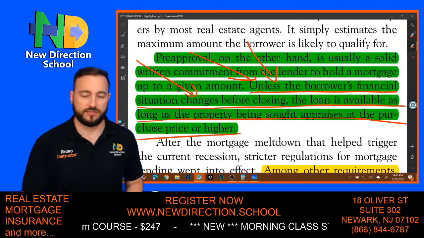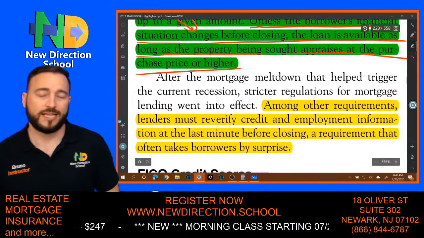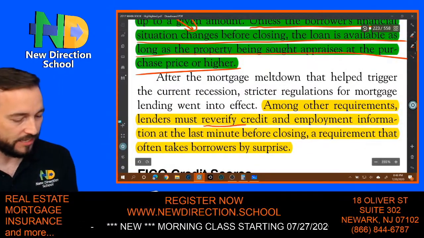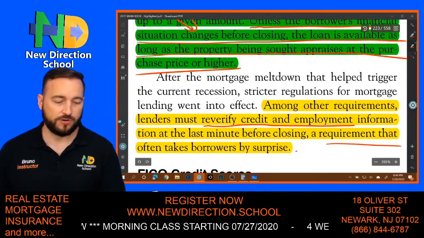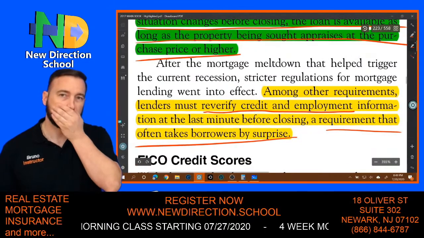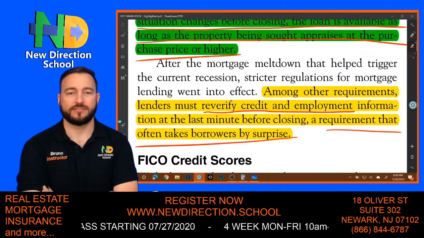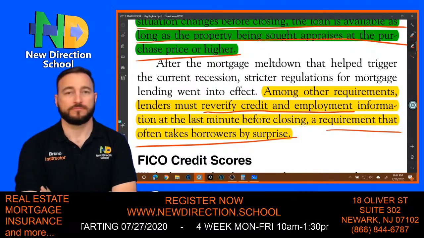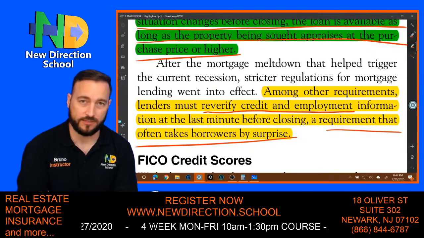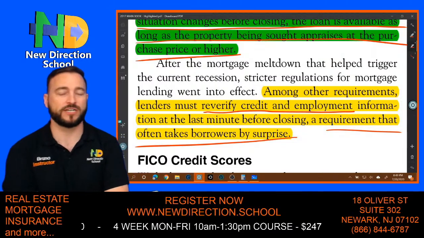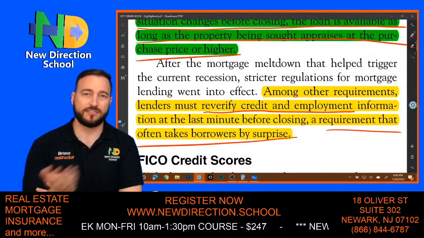The problem is, 3 months later, as we're getting to the closing table, lenders re-verify credit and employment. Something that catches borrowers by surprise. What does that mean? It means do not change your jobs. Okay? Oh, but I'm getting paid more over there. Great. Can you hold on another week so we can close and then you move? Because if not, we're going to have to wait another month or two to get pay stubs that prove that you are really staying at this job.